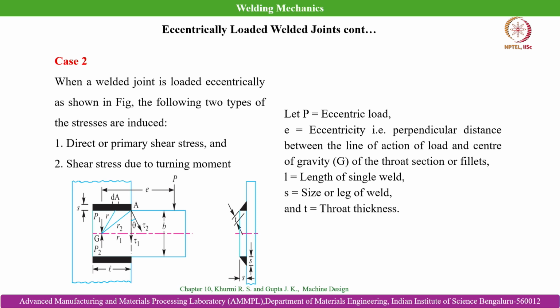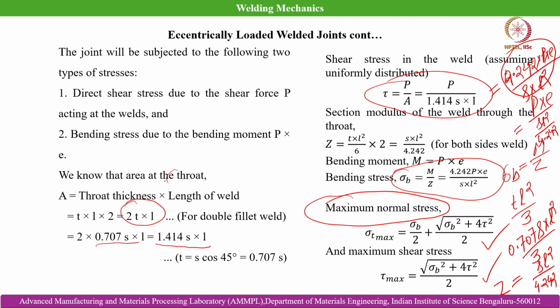Okay. So then we are taking another example which is a little more complicated, for eccentrically loaded weld joints. When a weld joint is loaded eccentrically as shown in this schematic, the following two types of stresses are induced. One is direct or primary shear stress, and another is shear stress due to the turning moment.